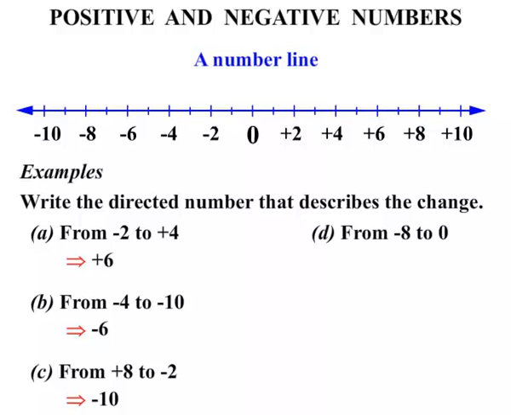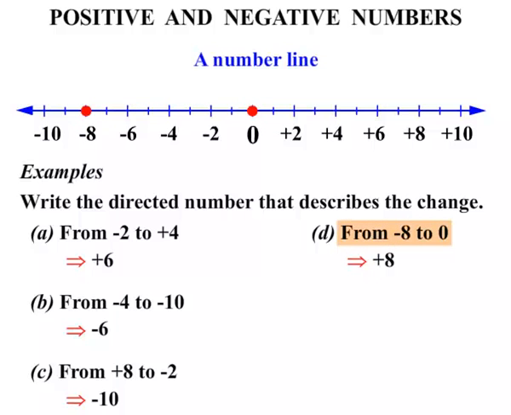The next one, from minus 8 to 0. Well, there's minus 8 there, and we're going to 0. Again, let's count the steps. 1, 2, 3, 4, 5, 6, 7, 8. 8 in the positive direction. So positive 8 would describe the change.